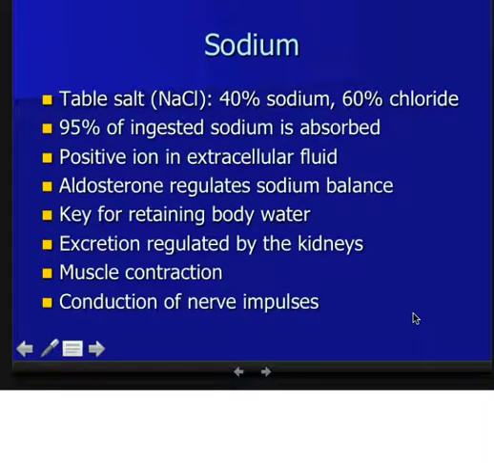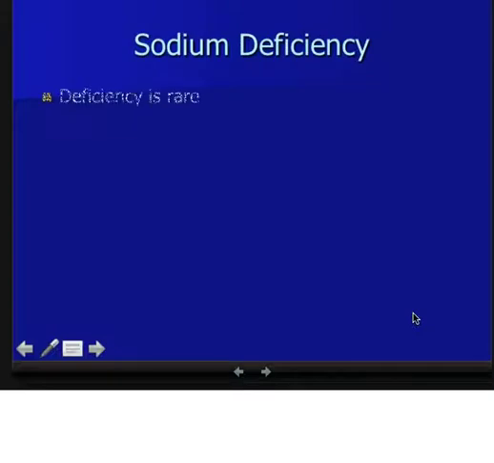Conduction of nerve impulses is also dependent on sodium influx. So again, a very important cation. Cations are positively charged ions, while anions are negatively charged ions. Sodium deficiencies are rare, especially in the U.S.